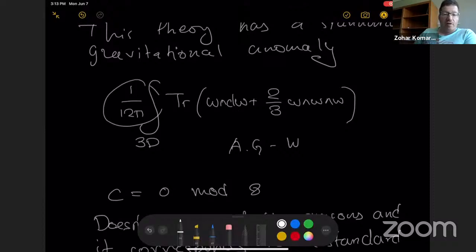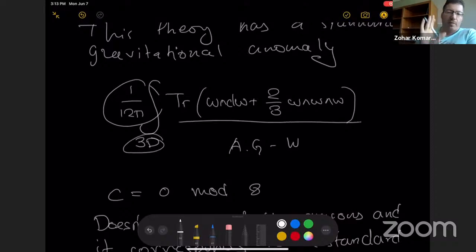If you put a single chiral boson, it will have a coefficient of 1/96, and then it's not properly quantized. It's not a good contact term. But if you had 8 chiral bosons moving on the E8 lattice, you get 1/12 times 1/(4π) times the gravitational Chern-Simons term in 3 dimensions. And this is properly quantized. You don't need to worry about it.